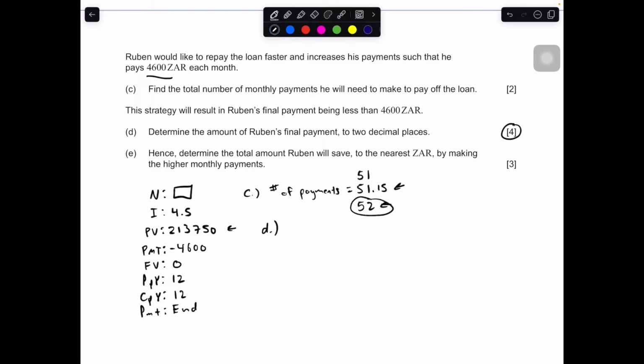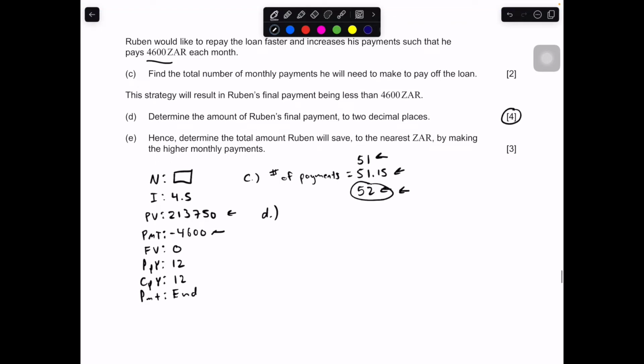What can we possibly say? After 51 payments, he hasn't yet paid everything off. So he won't yet have finished paying off the loan. And if he makes a total of 52 payments of 4,600, he'll have overpaid a little. So there are 2 strategies that we can use, and I'll show you them both.